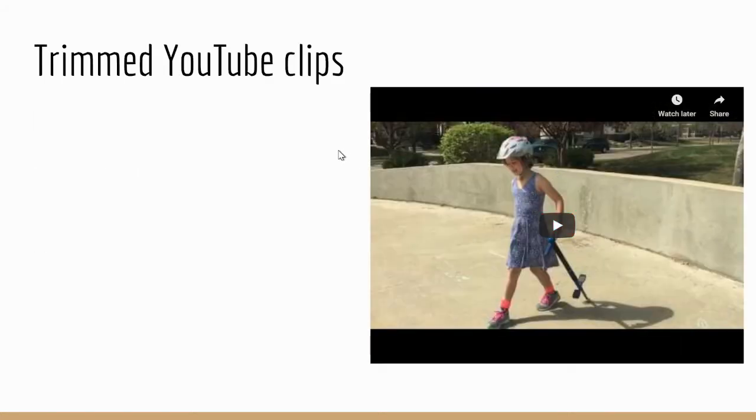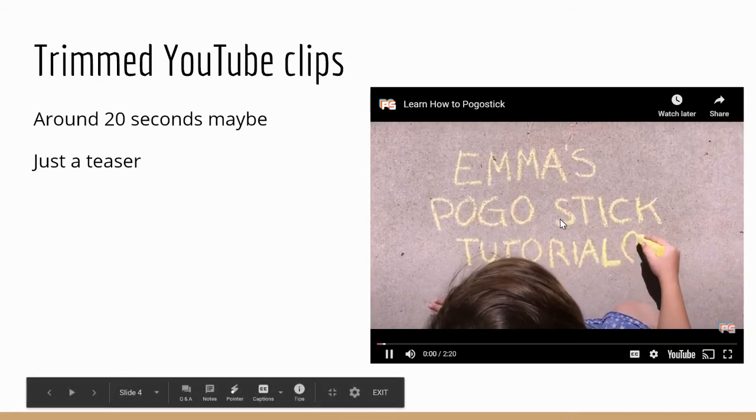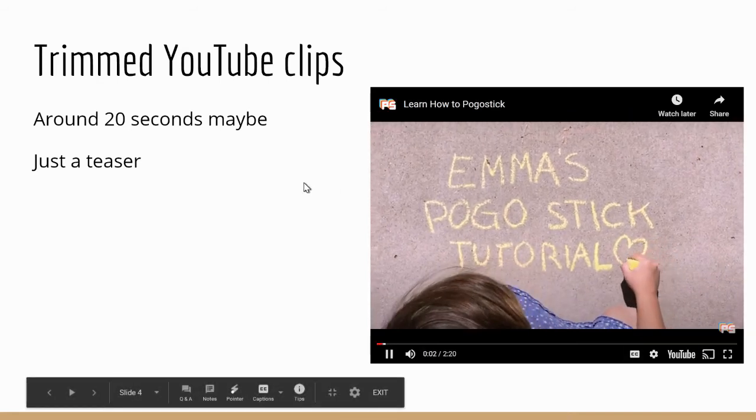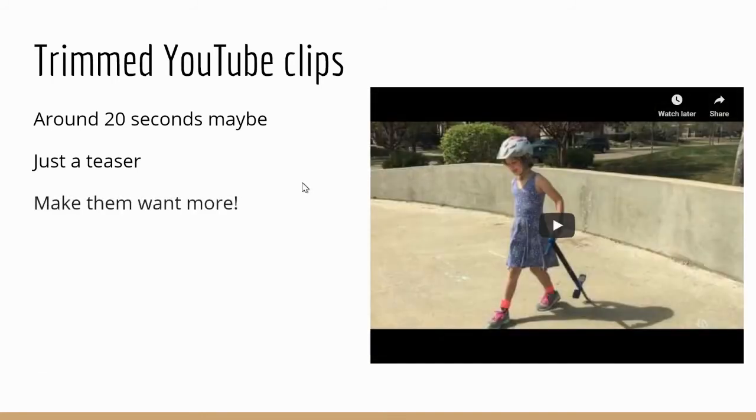Your YouTube clips. Don't put the entire clip on there. You only need like 20 seconds of it. There's an instructional video on there showing you how to trim them. Trim your clip up a little bit. You're just going to show them just a teaser of the video. Emma's Pogo Stick tutorial. There you go. Don't need the whole video. Make them want more. You watch that teaser and say, hey, that looked interesting. I'm going to click on the video. I'm going to go check it out.